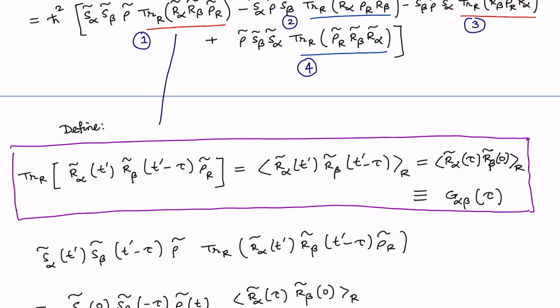To simplify further, let me write down the time explicitly. For example, let us look at this expression here, and we can now define a function. Let me explain first. I have here the trace over the reservoir elements: R alpha at time t dash and R beta at time t dash minus tau, rho R. This is nothing but the expectation value of the product of the two reservoir operators at different times in the reservoir basis, taken at time t dash and t dash minus tau.